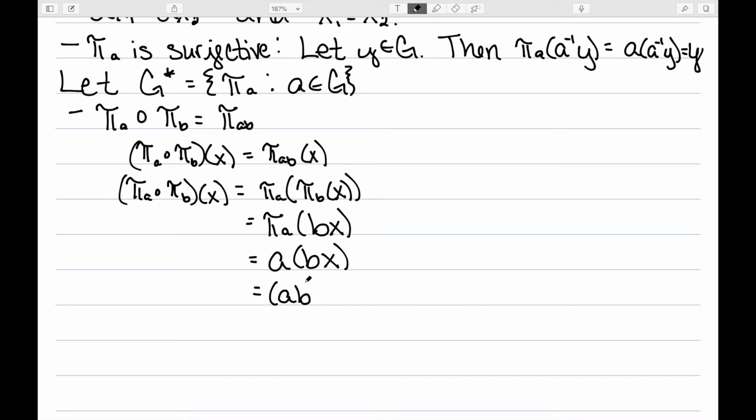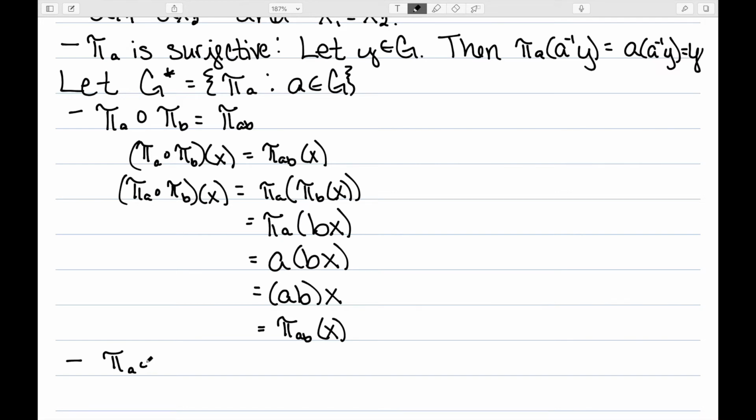I do have associativity, and now this gives me pi of AB of x, since now I multiplied x on the left by AB. So it is closed with respect to composition. The next thing I need to show is that it's closed under inverses.